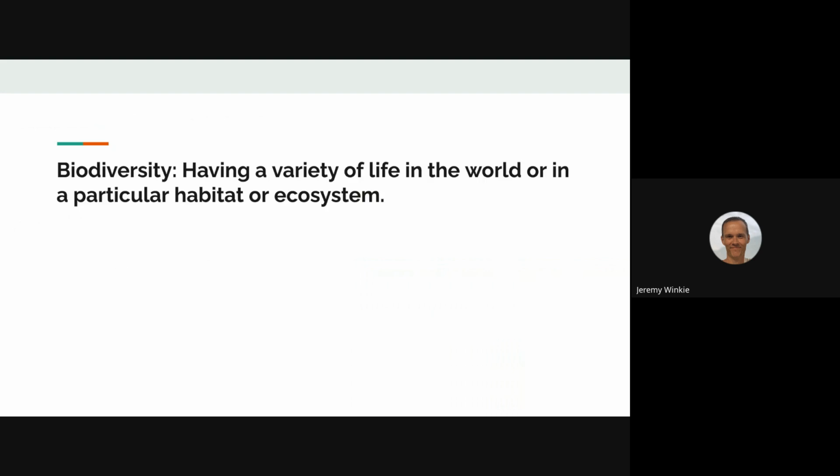For vocab, a really important word this week is biodiversity. That just means that you've got a large variety of life in the world or in a particular habitat or ecosystem.